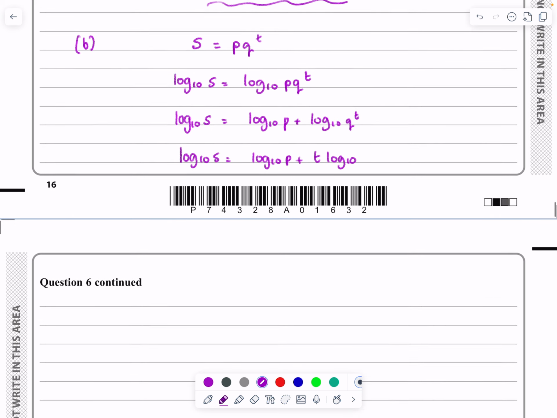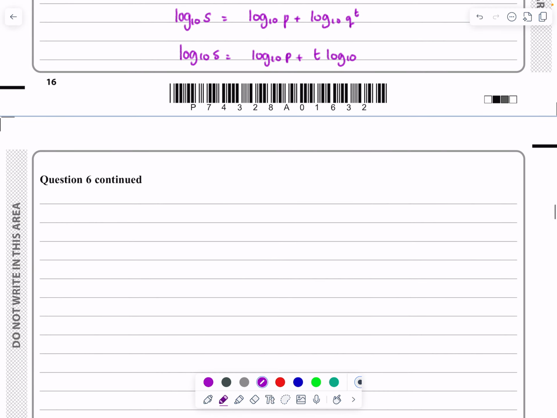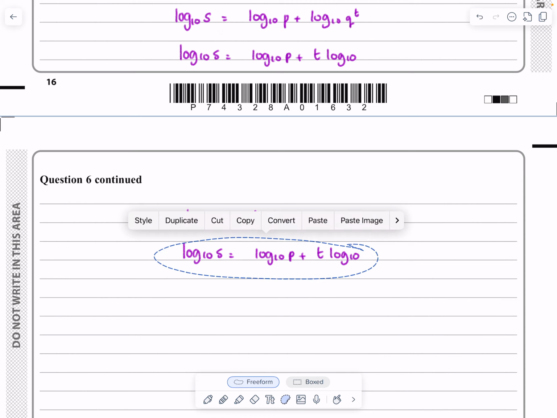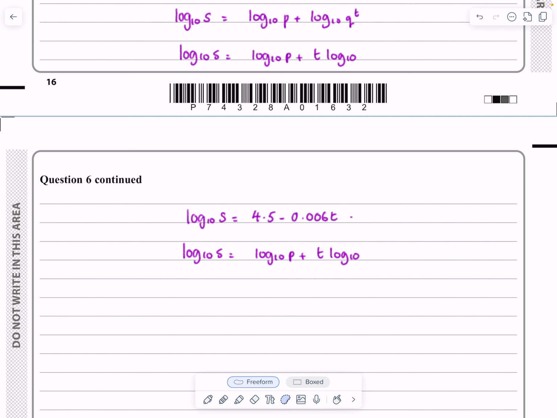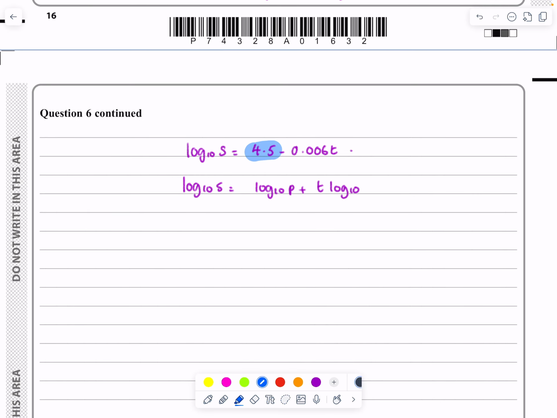And then what I'm going to do with that is compare that to what we had in the original question, which was log 10S is equal to 4.5 minus the 0.006T. What I'll do is, using the magic of the iPad, just copy that down and put it underneath it. And then if we do that, we can simply compare the coefficients here. So if we look at that part there, the log 10P must be equal to 4.5.